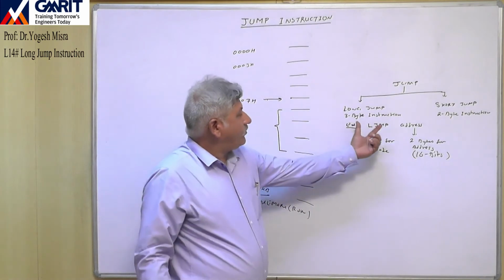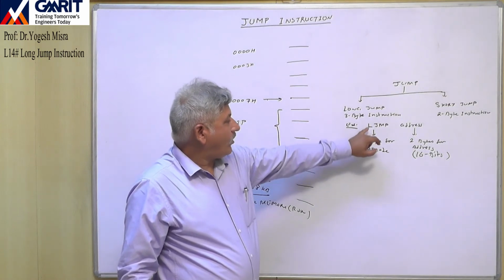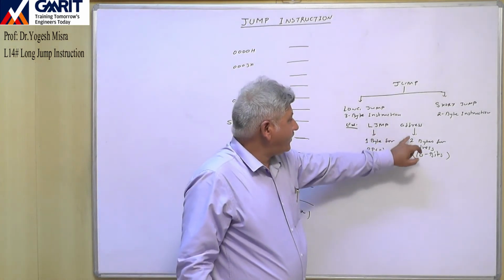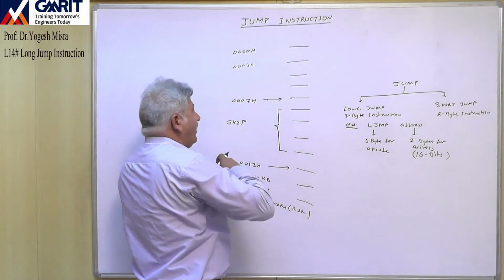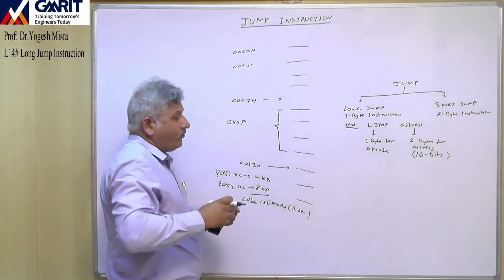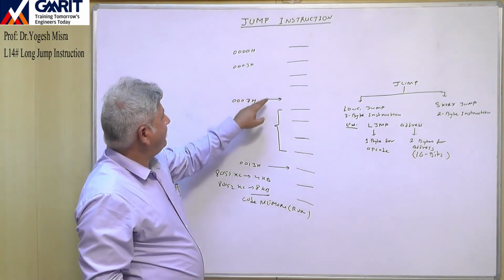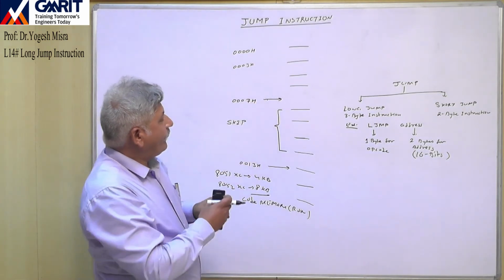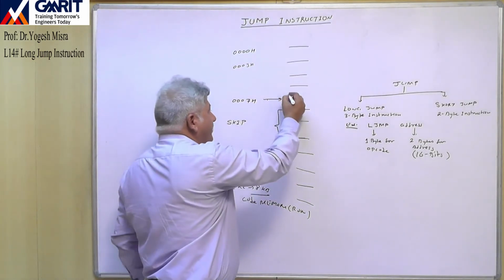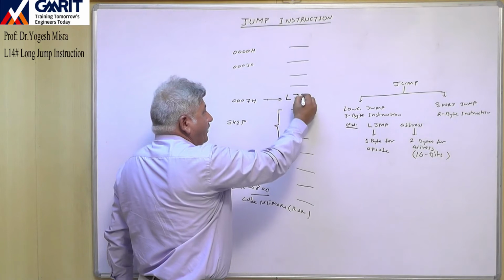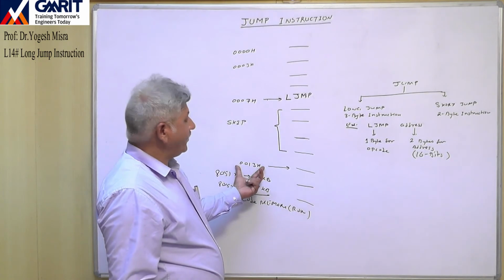Just to conclude, LJMP is a 3-byte instruction. 1 byte is reserved for the opcode LJMP and 2 bytes are for the address. For example, in this particular case, whenever our controller comes to this instruction loaded at 0007H, from here I want to transfer the sequence of my program to 0013H. So here I will write the instruction LJMP. And with the LJMP, where do I want to transfer the sequence of our program?